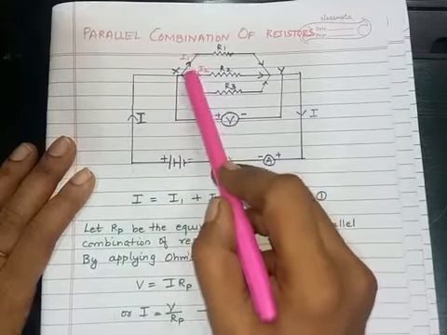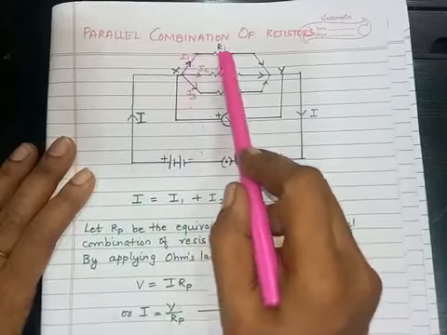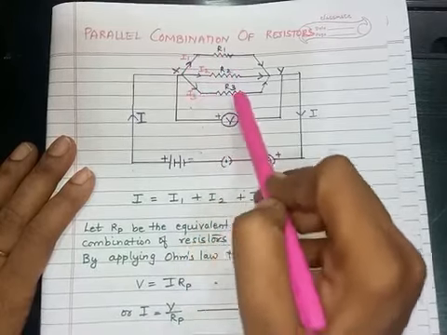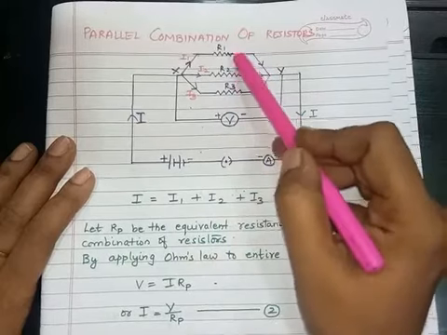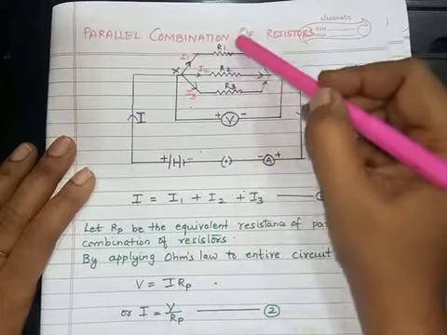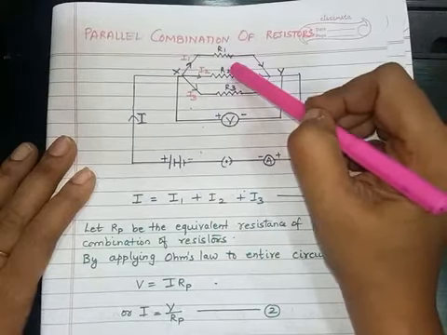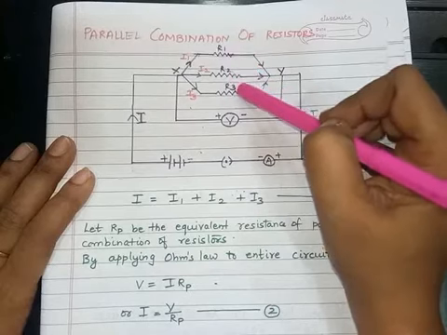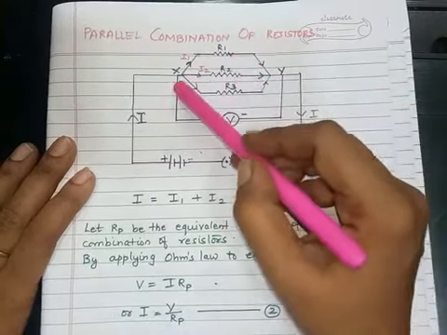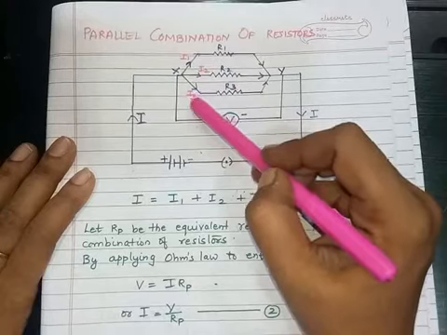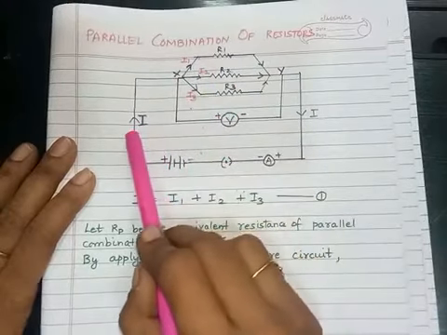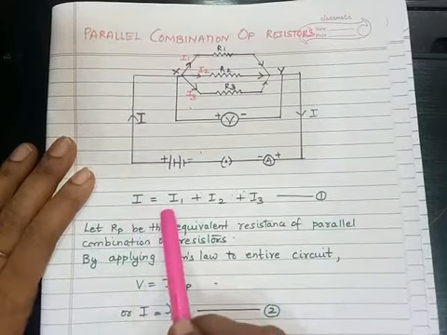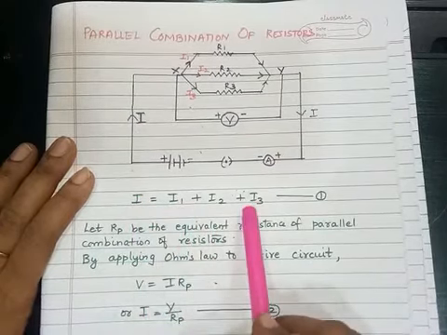into three branches. So a part of the current will go through R1, a part of the current will go through R2, and a part of the current will go through R3, depending on the values of R1, R2 and R3. Suppose R1 is higher than R2, then it will draw a lesser amount of current as compared to R2. So depending on the values of R1, R2 and R3, current gets divided into I1, I2 and I3. The total current flowing through the circuit is given as I. So mathematically we can write I is equal to I1 plus I2 plus I3.